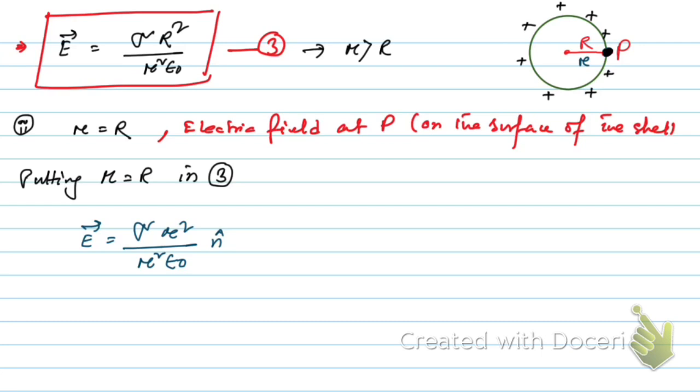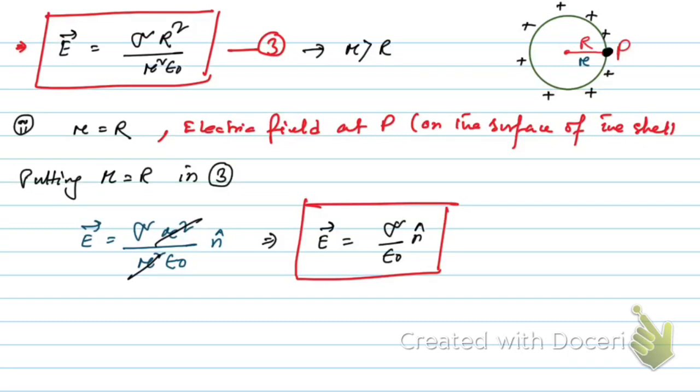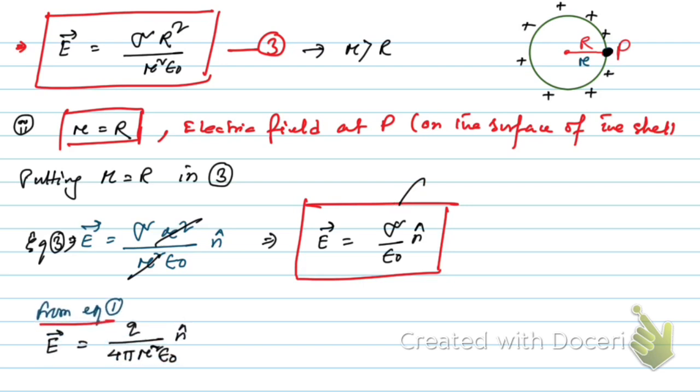Then here this r square cancels. In that case, we're gonna get the electric field E equal to sigma by epsilon naught n cap. That is what we're gonna have, right? Now you see, if you use this relation in equation number 1, what was the equation number 1? And we have got this one from equation number 3, right? From equation number 3 in terms of surface charge density. If you write in terms of charge Q, then this is the equation number 1.